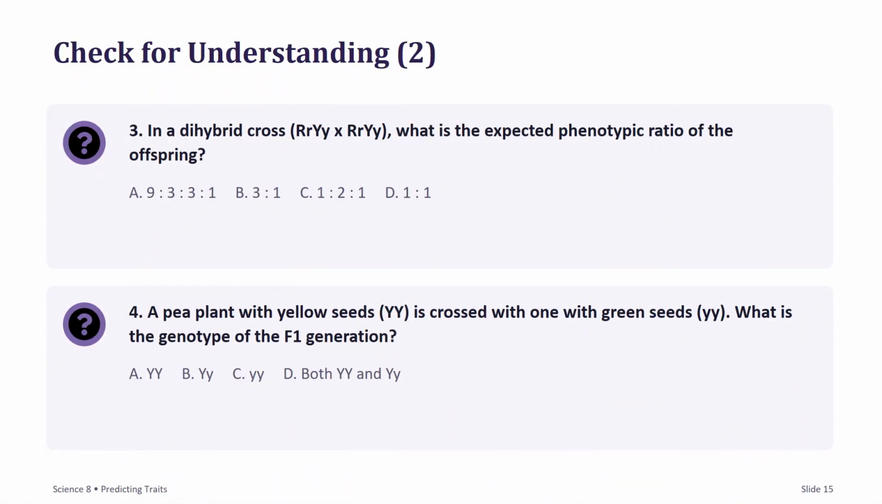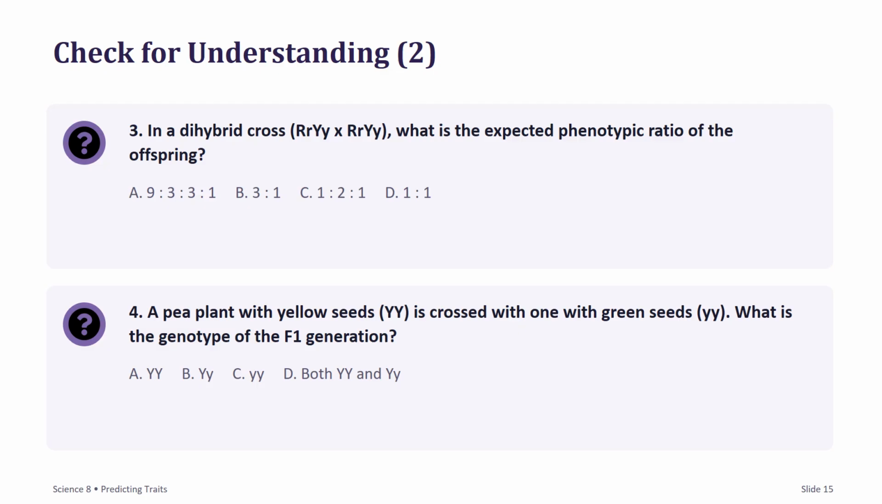Let's continue with 2 more questions. Question 3. In a dihybrid cross, RrYy crossed with RrYy, what is the expected phenotypic ratio of the offspring? Your choices are A. 9 to 3 to 3 to 1, B. 3 to 1, C. 1 to 2 to 1, or D. 1 to 1.